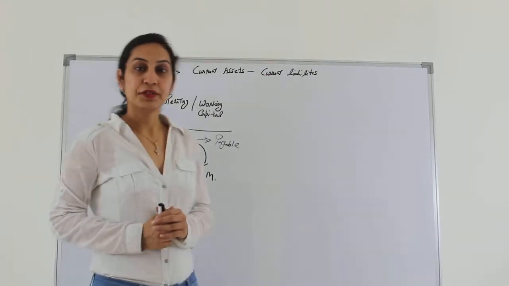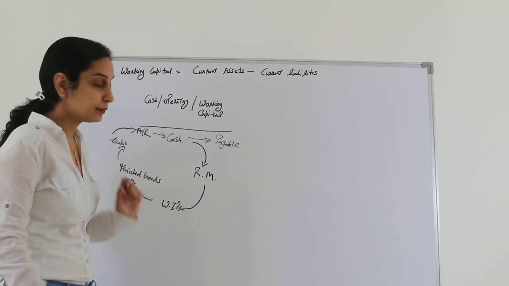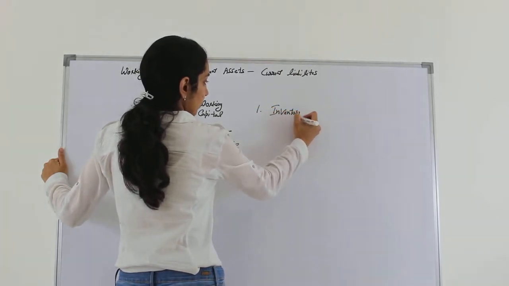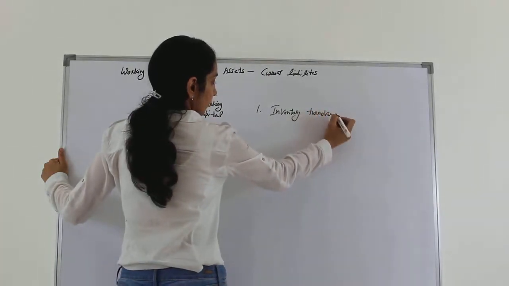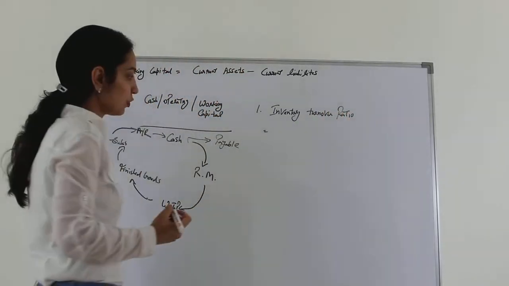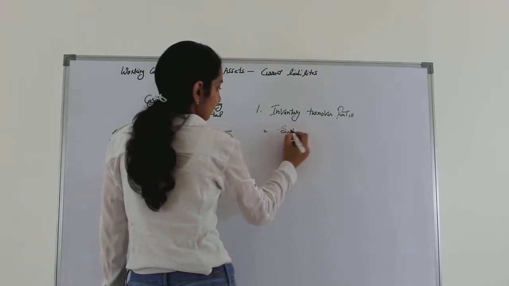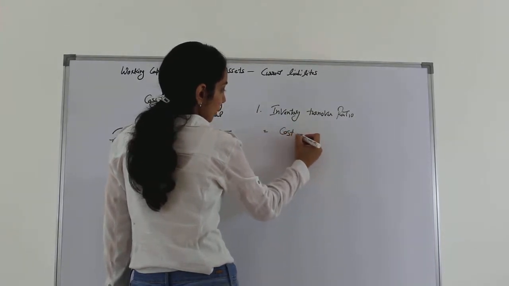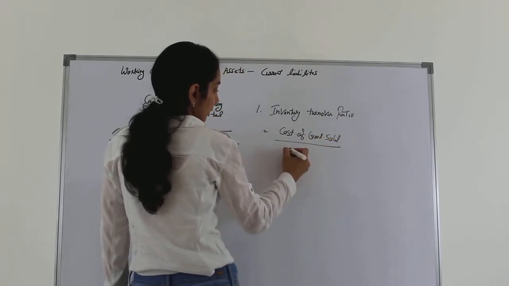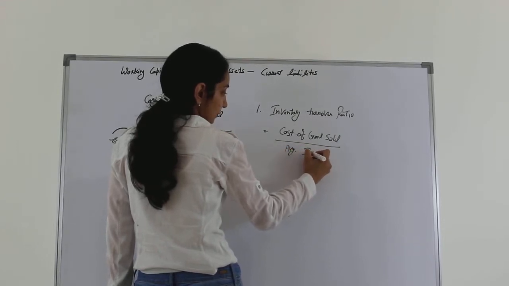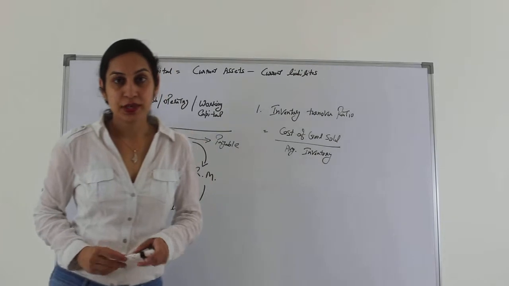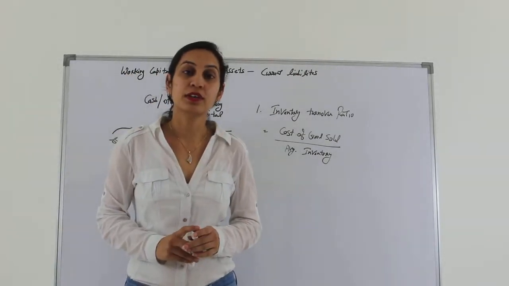Now let's try to understand three ratios which can be useful in this cycle. The first ratio is called inventory turnover ratio. As the name suggests, the inventory turnover ratio says sales, let's be precise, cost of goods sold divided by average inventory. The cost of goods sold divided by average inventory, this ratio will give us the inventory turnover ratio.